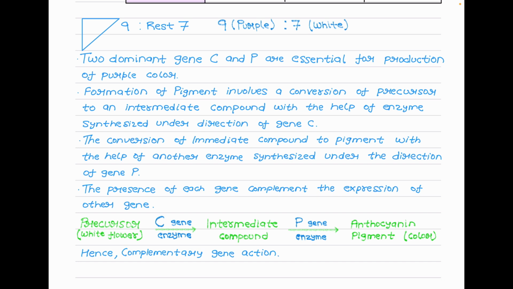If either of the enzymes, capital C or capital P, is absent, then the flower will be white, and if both are present, then only the color will change to purple. Hence, this is called complementary gene action.